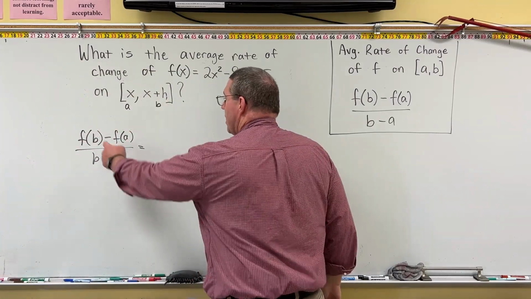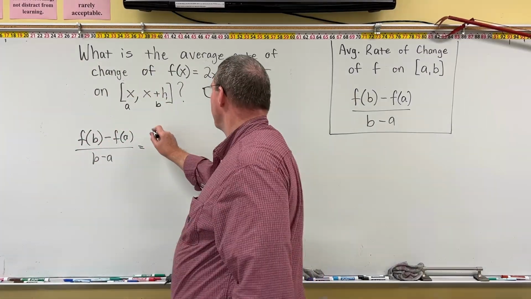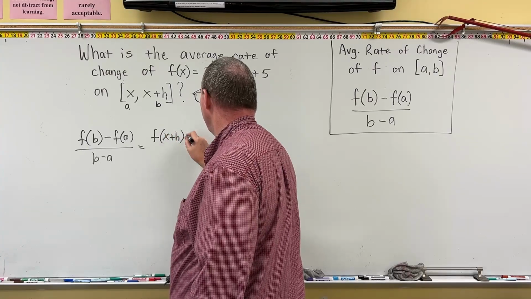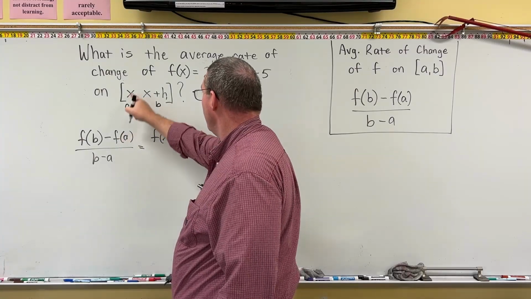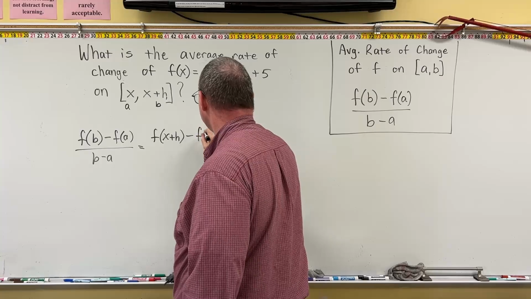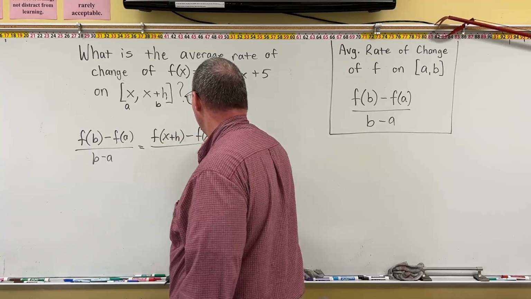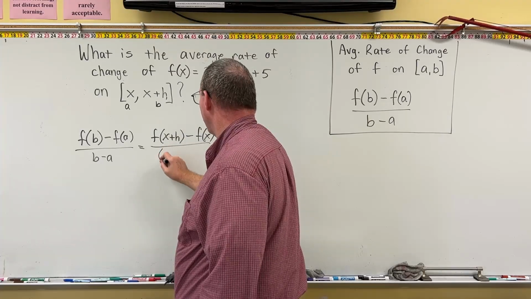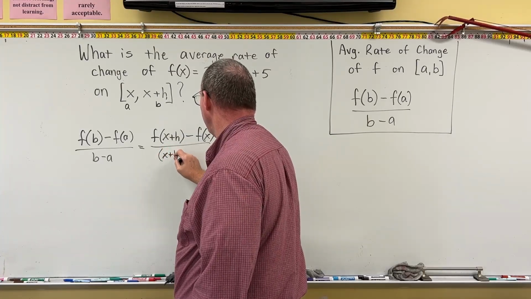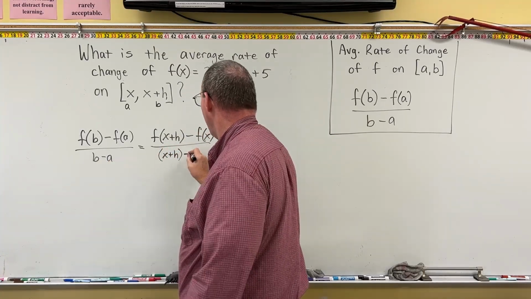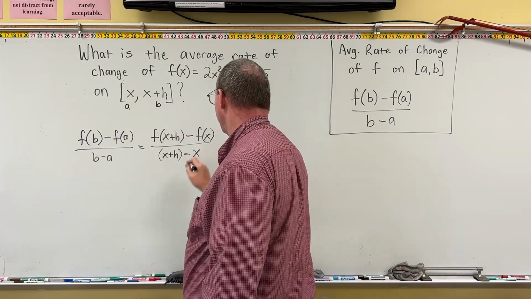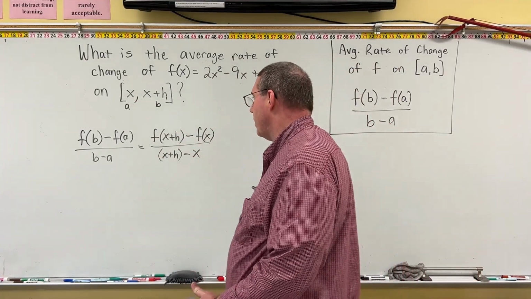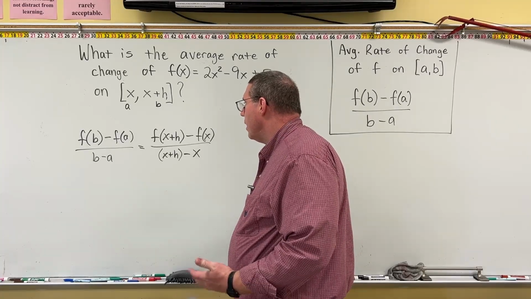Well, b is x plus h. So this is going to be f of x plus h minus f of a is just f of x over b is x plus h. So I'm going to put that in parentheses, x plus h minus a, which is just x. There we go. Now I know that this looks very strange, very funky, but here's the thing.